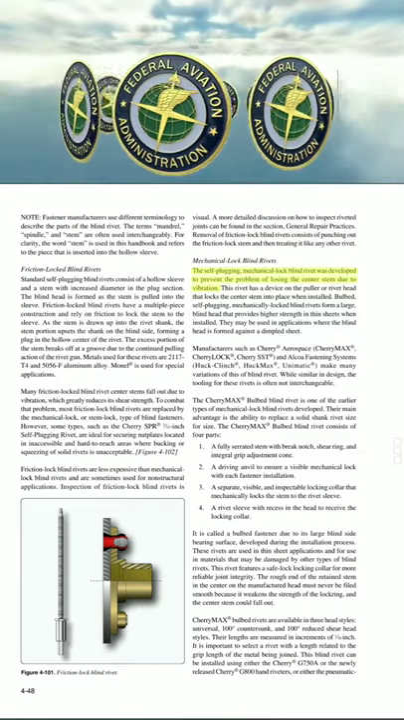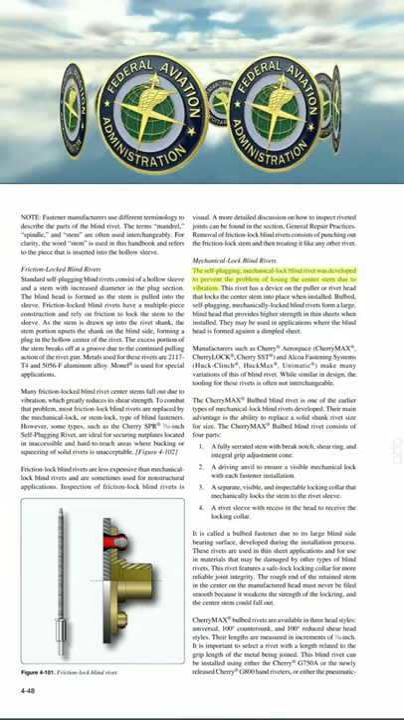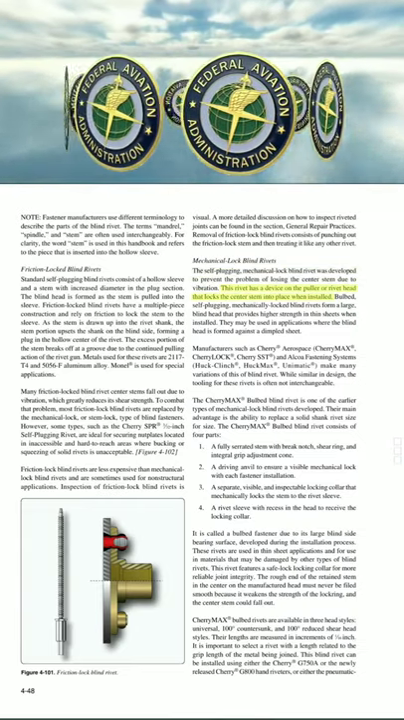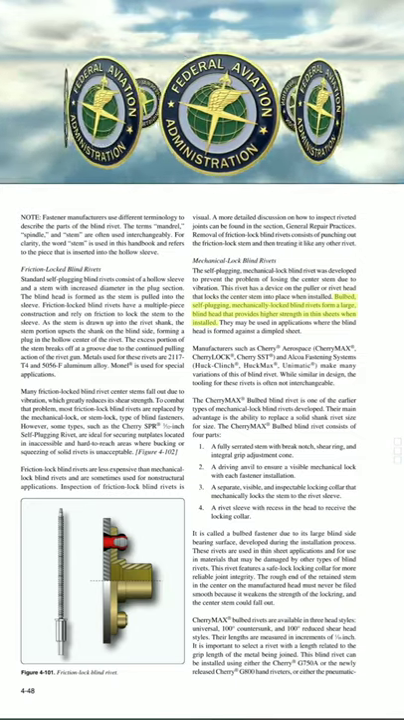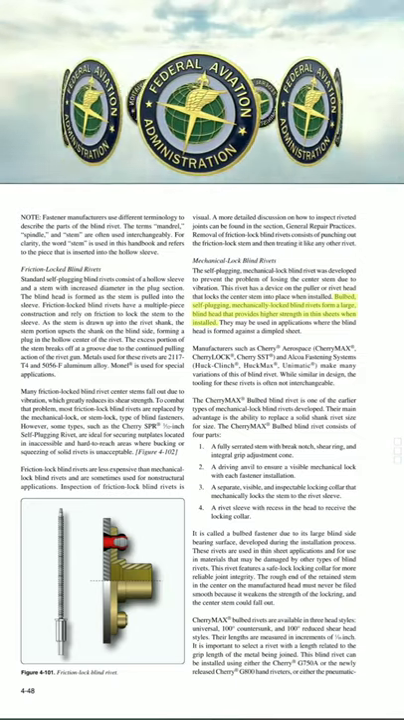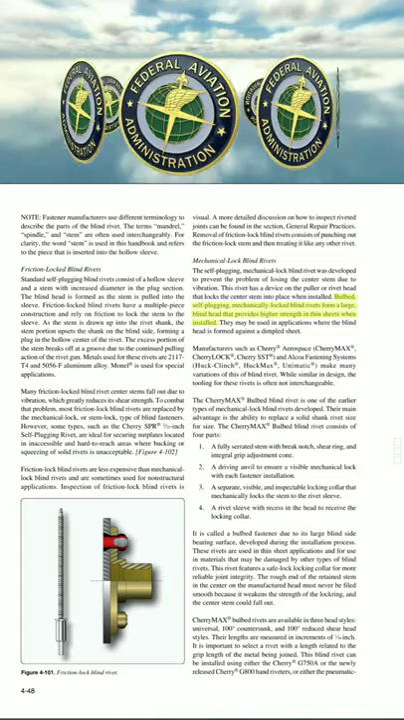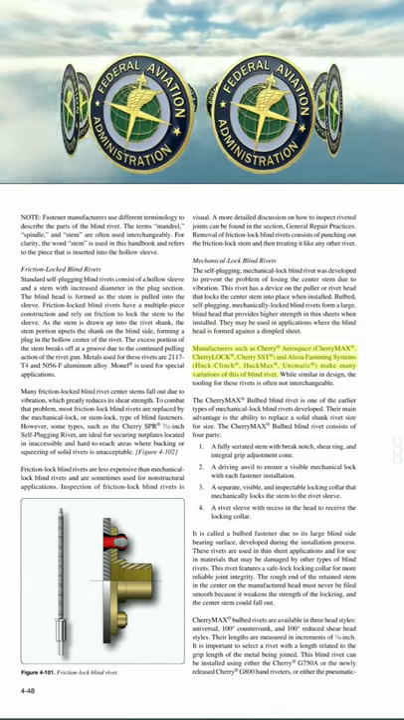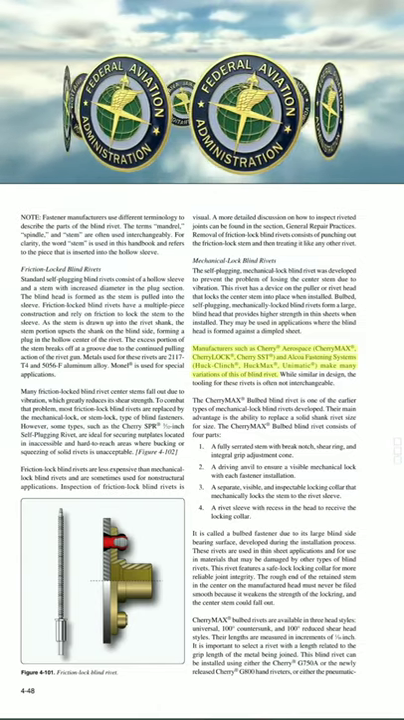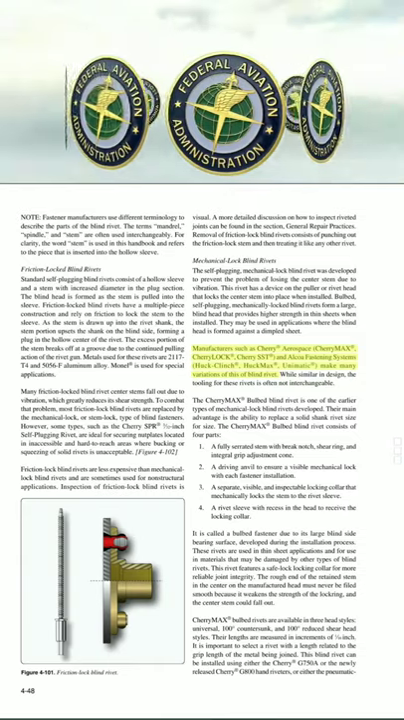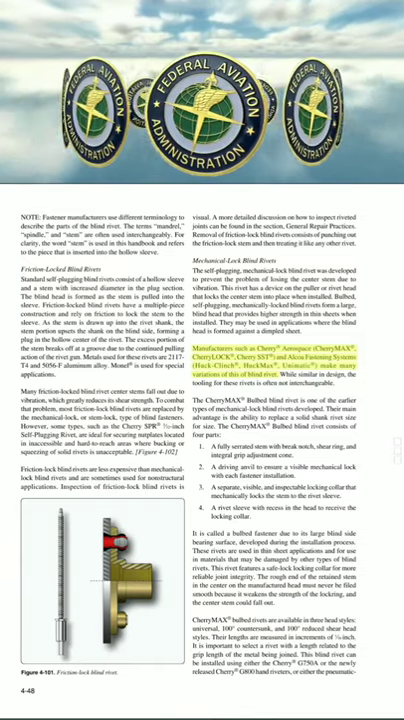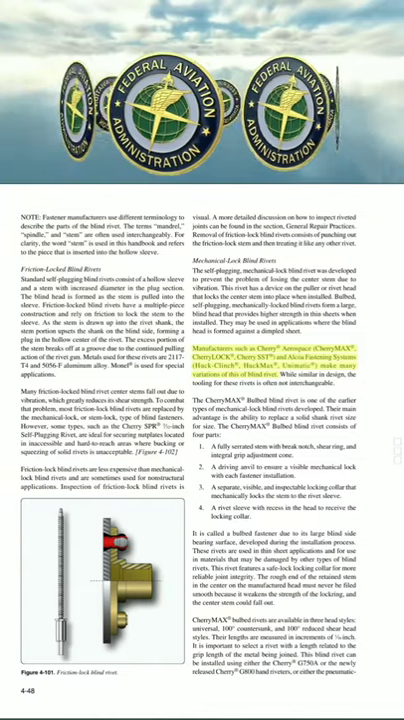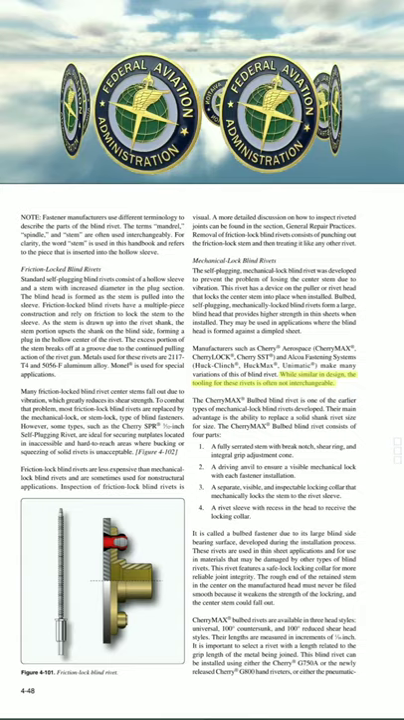Mechanical-locked blind rivets. The self-plugging, mechanical-locked blind rivet was developed to prevent the problem of losing the center stem due to vibration. This rivet has a device on the puller or rivet head that locks the center stem into place when installed. Bulbed, self-plugging, mechanically locked blind rivets form a large blind head that provides higher strength in thin sheets when installed. They may be used in applications where the blind head is formed against a dimpled sheet. Manufacturers such as Cherry Aerospace (Cherrymax, Cherrylock, Cherry SST) and Alcoa Fastening Systems (Huck Clinch, Huckmax, Unimatic) make many variations of this blind rivet. While similar in design, the tooling for these rivets is often not interchangeable.